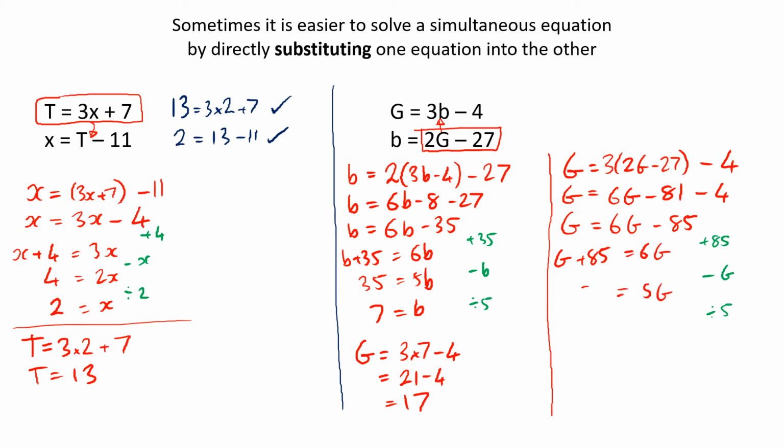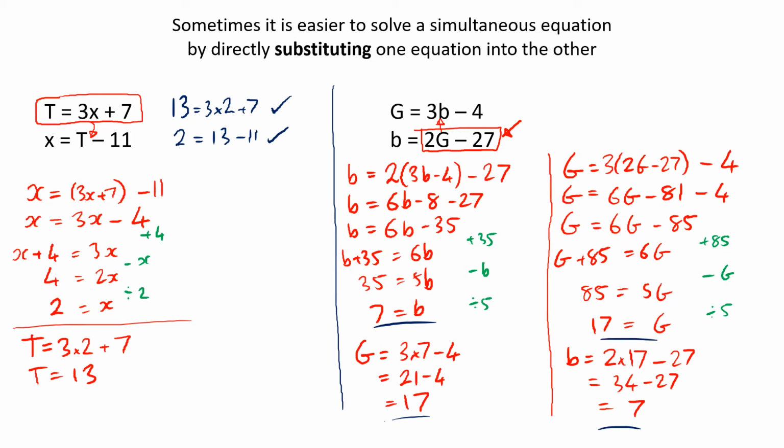5G is equal to 85, and then if we divide through, we'll get G is 17. And then if we want to get B, we'll substitute that value of 17 into the bottom equation. So B is 2 lots of 17 minus 27, which is 34 minus 27, which is equal to 7. So in both cases, we end up with B is 7 and G is 17. Doesn't matter which way round you do it. So that's the general idea.